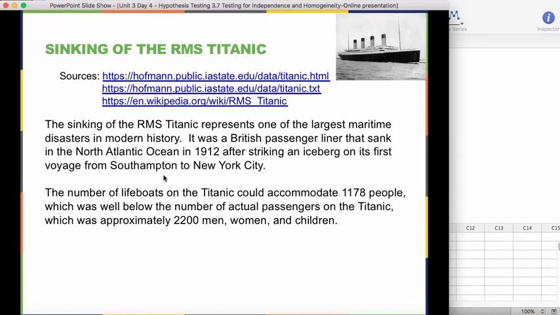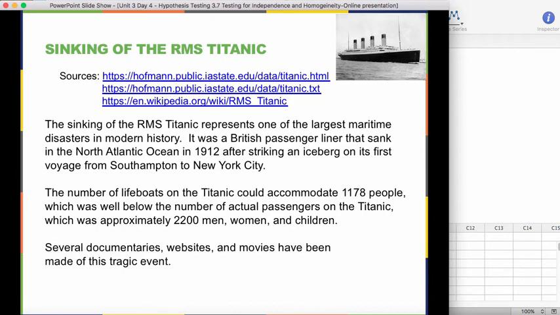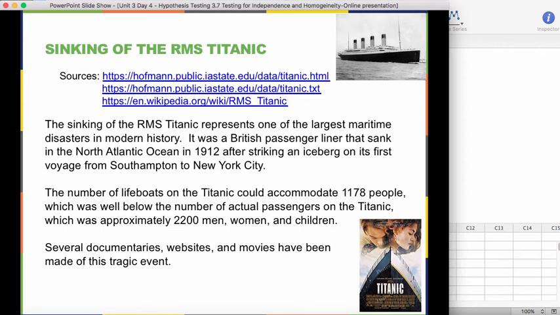Now, the number of lifeboats on the Titanic could accommodate 1,178 people, which was well below the number of actual passengers on the Titanic, which was approximately 2,200 men, women, and children. Several documentaries, websites, and movies have been made of this tragic event. I would say the one that's most famous of recent times was the Titanic movie. It was, I think, in 1997.